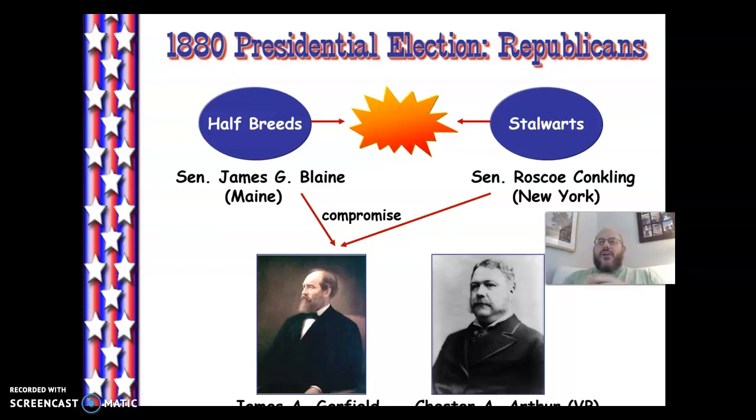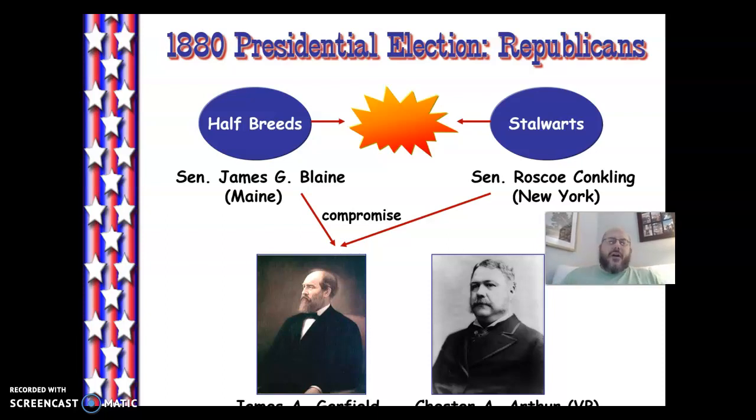The Stalwarts were pretty much unapologetically supportive of patronage. The idea is that loyal party members should be rewarded with federal jobs whenever possible. And they would make comments about the Half-Breeds and their support of civil service by calling it "snivel service" and basically saying that these are not true loyal Republicans.